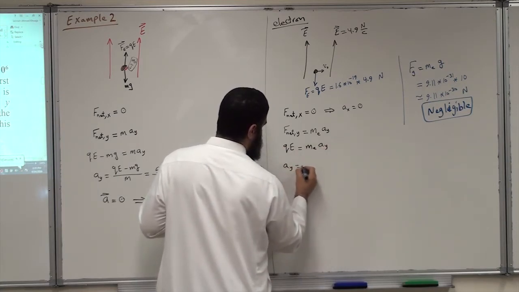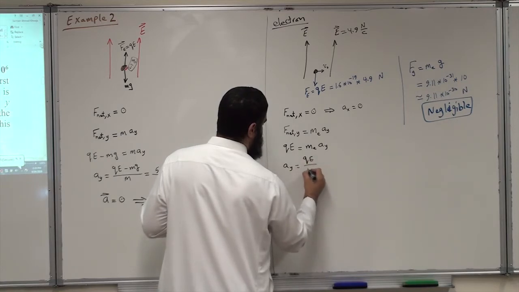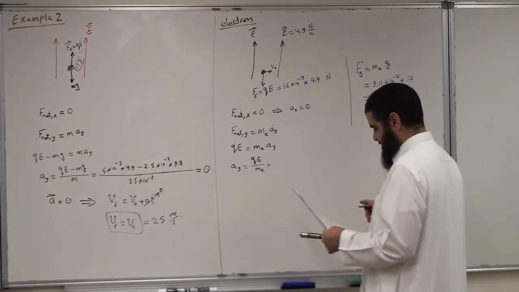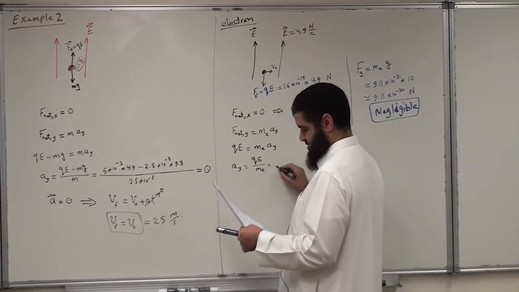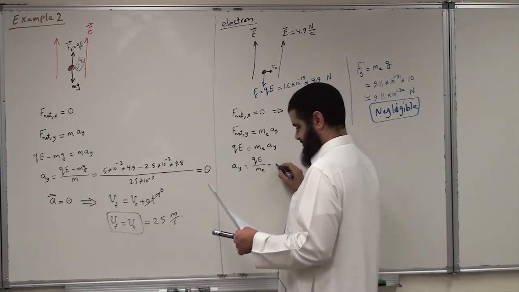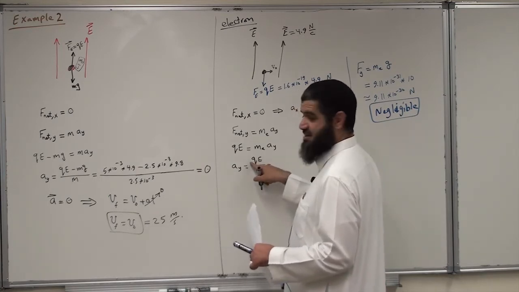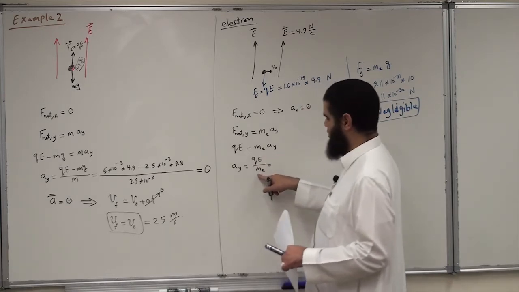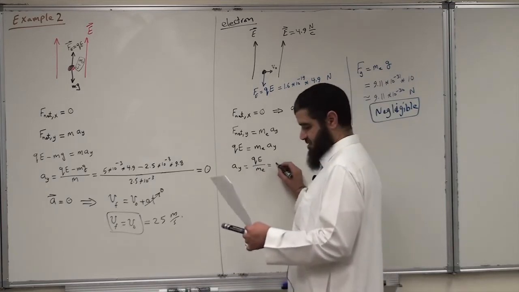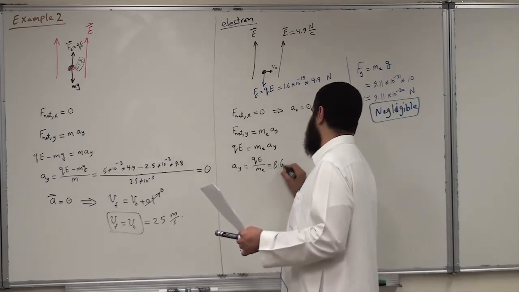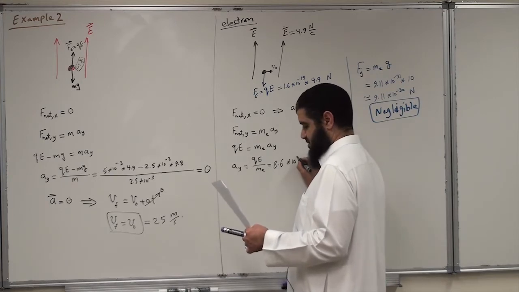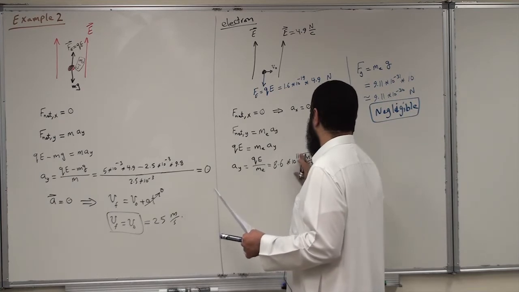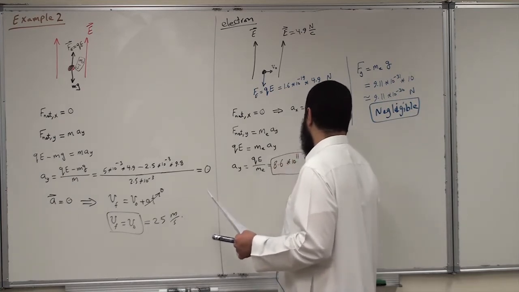So a_y is QE divided by the mass of the electron. If you do this calculation, you will get the acceleration of the electron to be, of course, this is 1.6 times 10 to the minus 19, this is 4.9, and this is the mass of the electron, 9.11 times 10 to the minus 31. If you do the calculations correctly, this is 8.6 times 10 to the power 11 meters per second squared. It's a very large acceleration, as you can see.